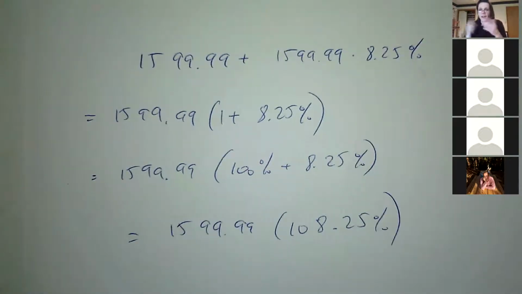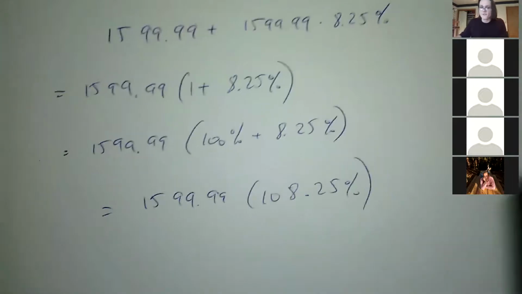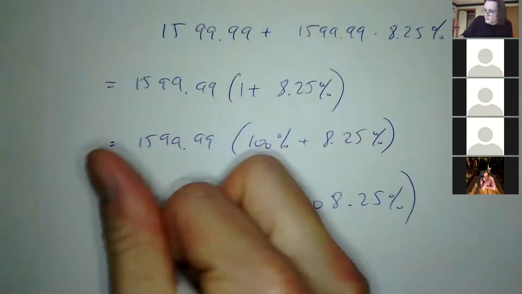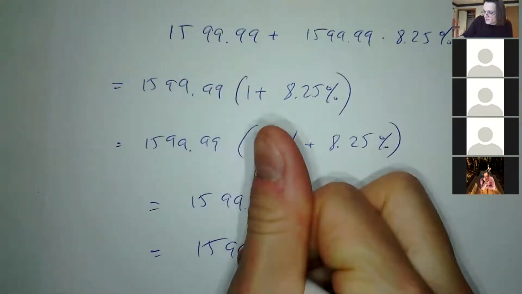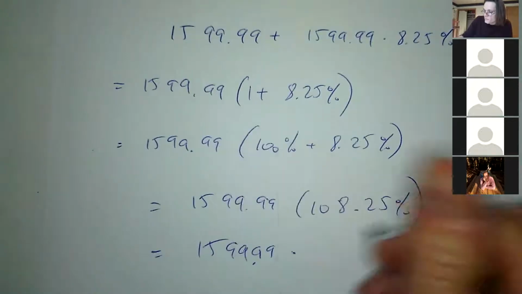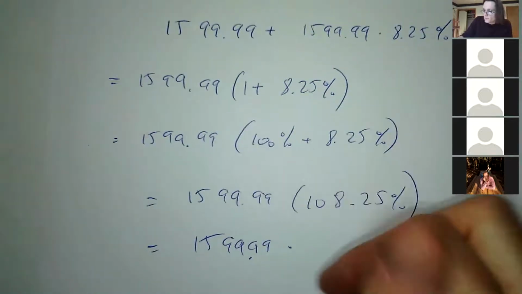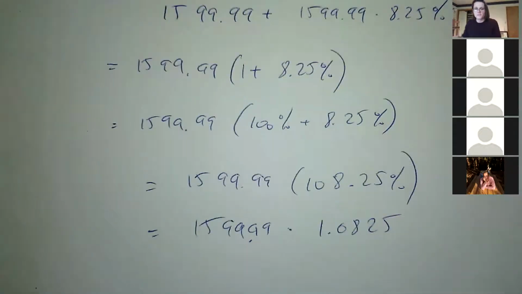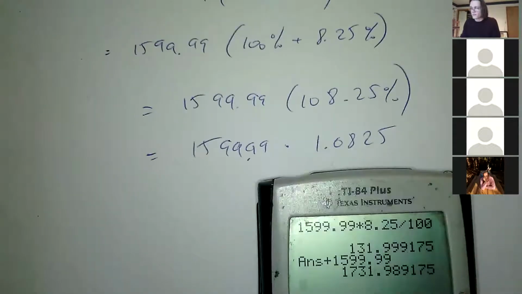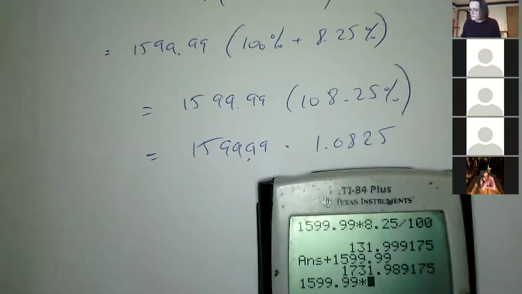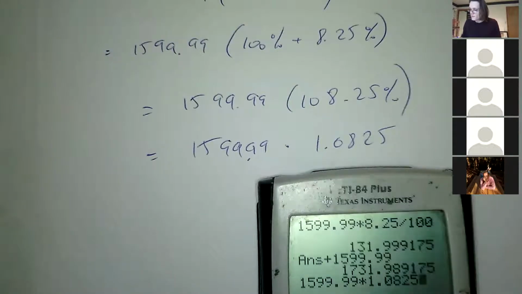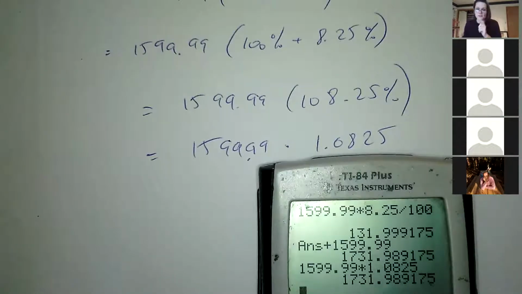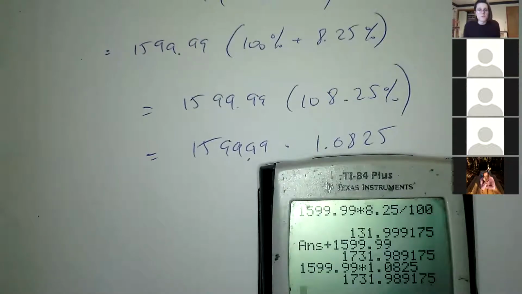All right. And that's a really quick way to do it. Doing it this way, you don't have to add anything. You can even write it as a decimal to make your life better. So it's just 1599.99 times, and if I write this as a decimal, I get 1.0825. All right, so we can see if that works. 1599.99 times 1.0825. So I get 1731 and 99 cents, just like we did before.